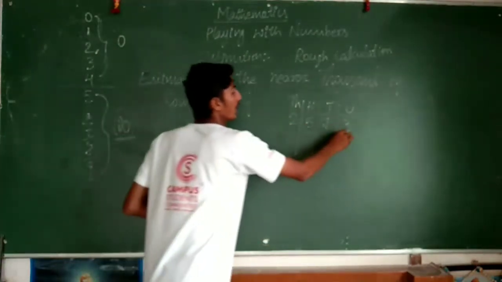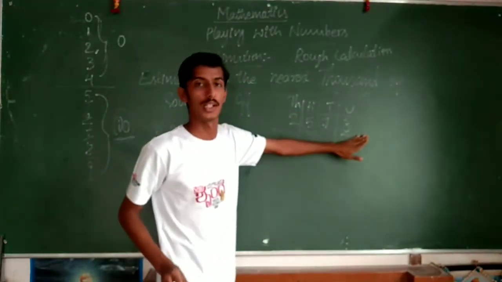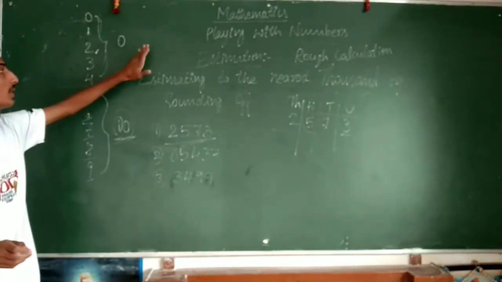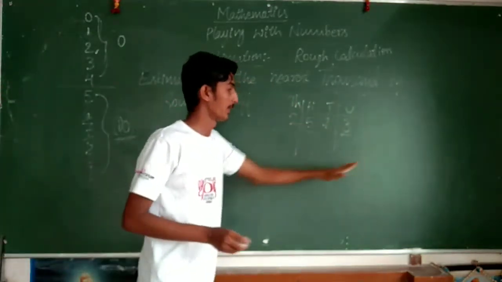First we have to make a 0 in unit place. In unit place we have 3. 3 comes across 0 division, so we can write 0 instead of 3. Okay, now?